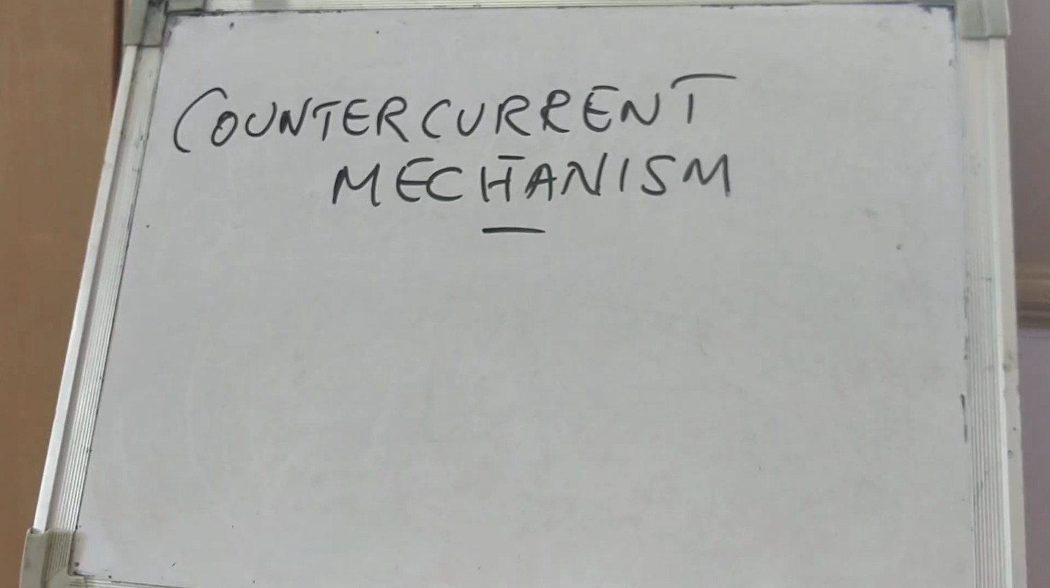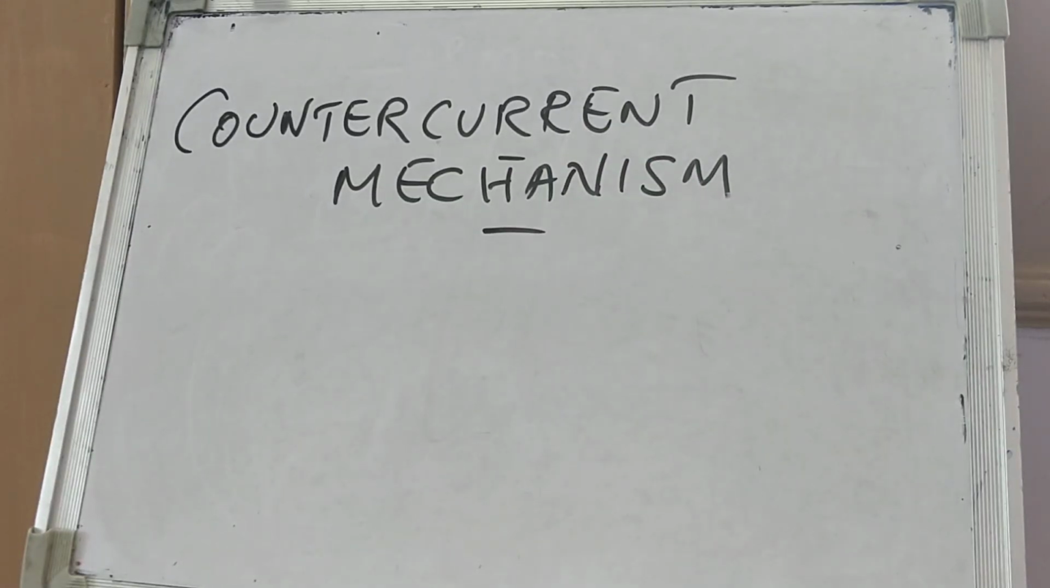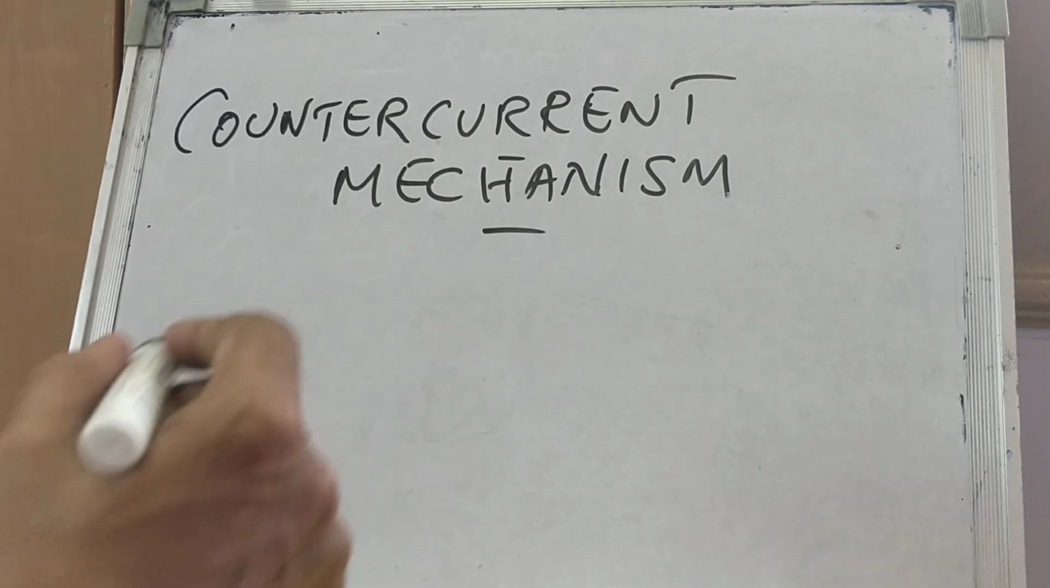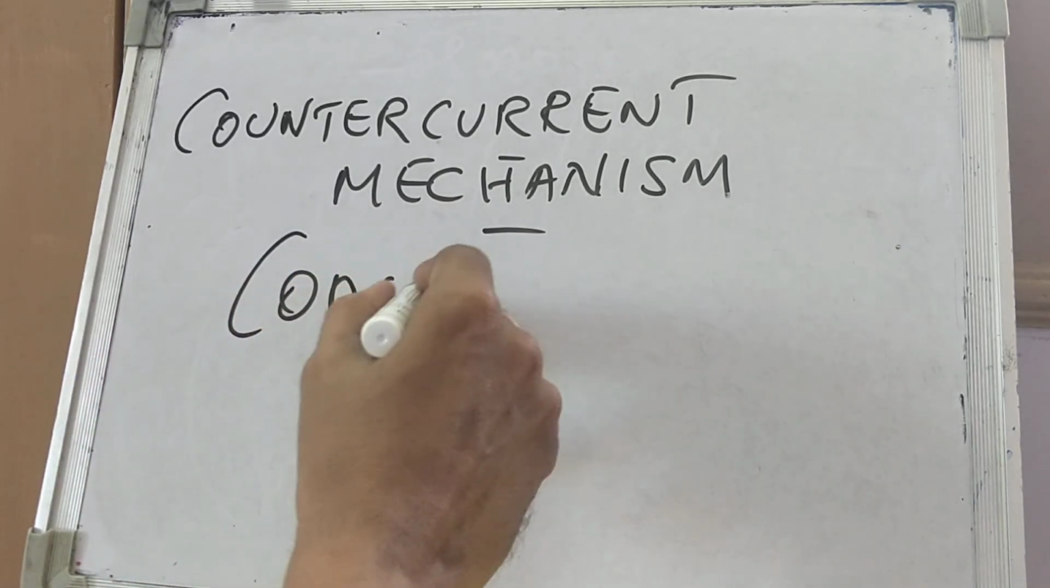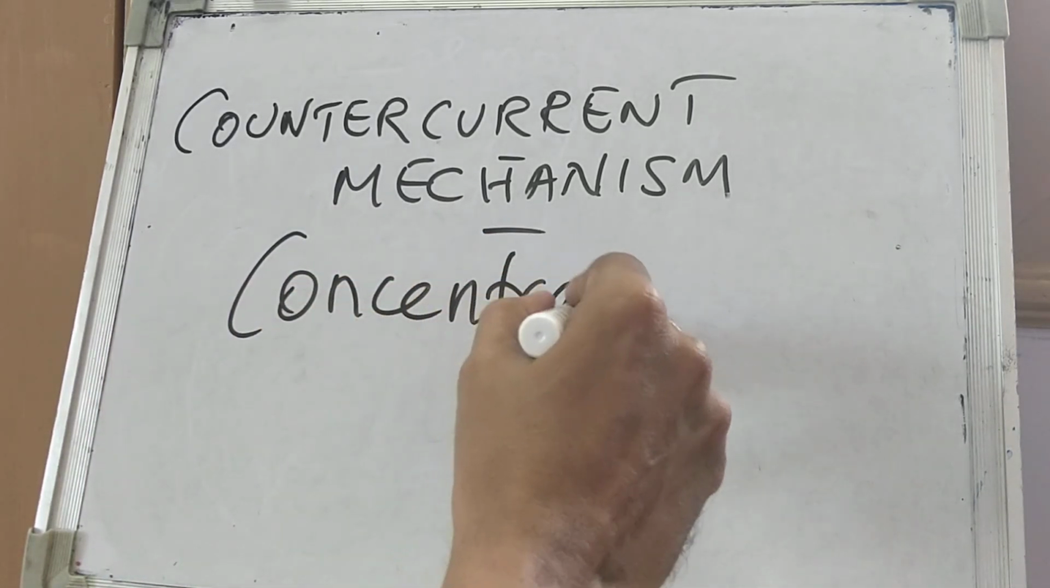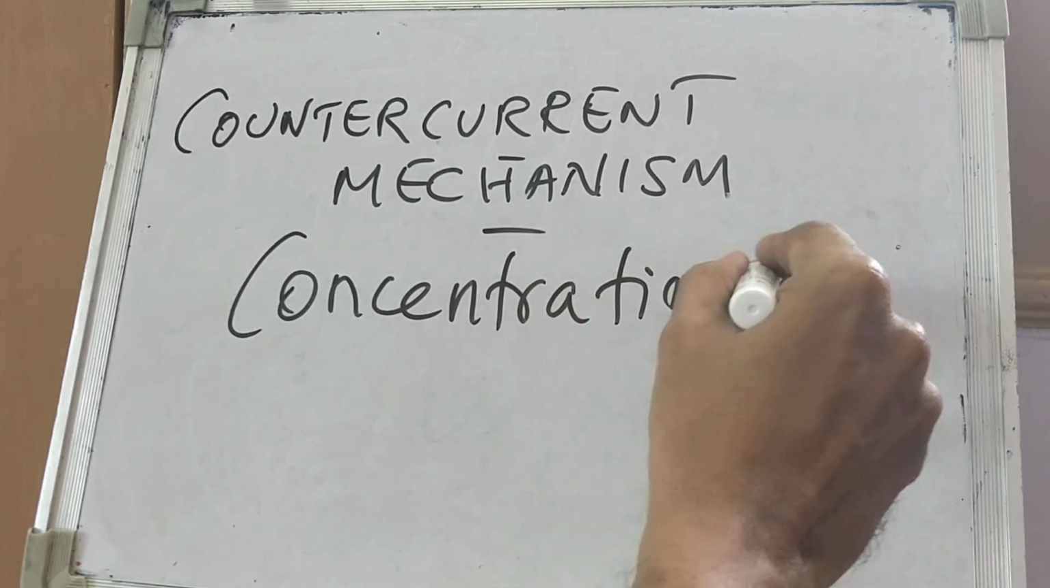Okay. So, what is countercurrent mechanism? It is a mechanism that operates in the kidney for concentration of urine. So, concentration of urine is very important for maintaining the water balance.